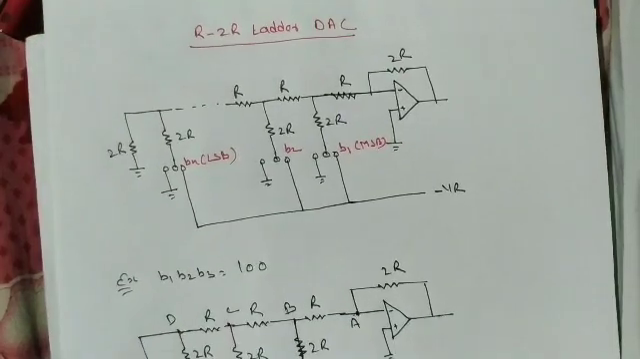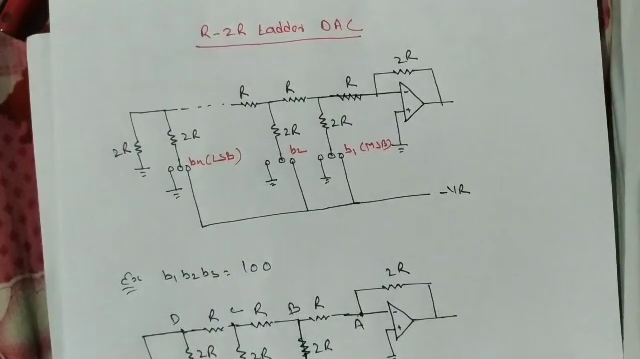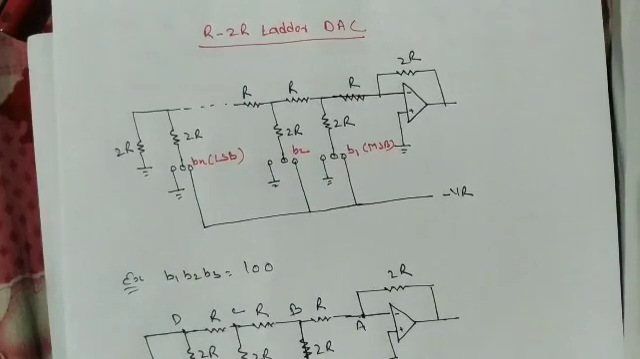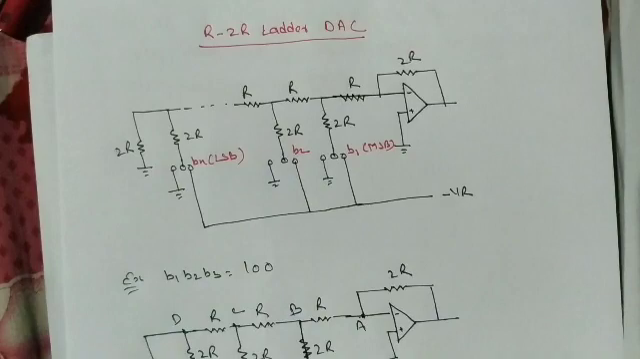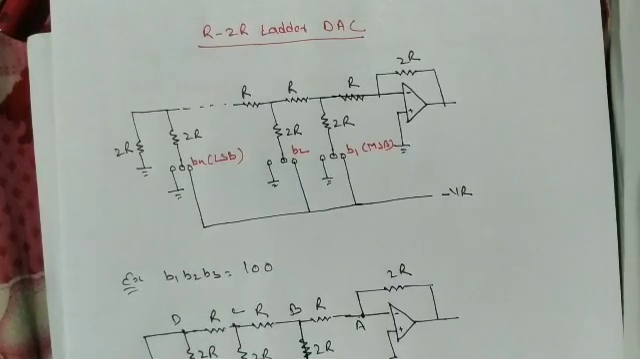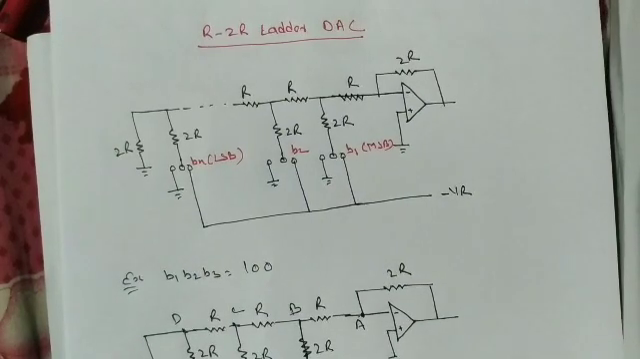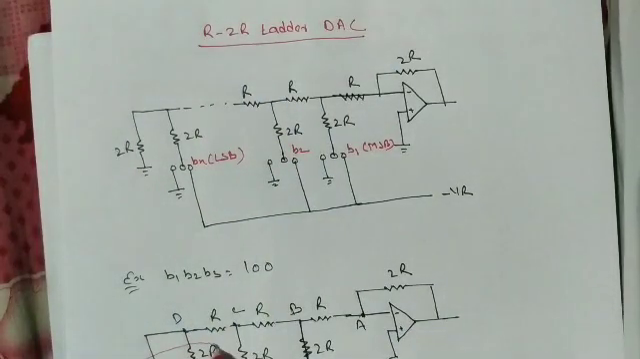Now I will redraw the circuit here. This is node B, and it is connected to 2R, and it is minus VR. Now this is R, this is node A, and node A is connected to ground. Now at node B, this is R, this is 2R, and it is connected to ground. This is R, this is R, and this is node C.